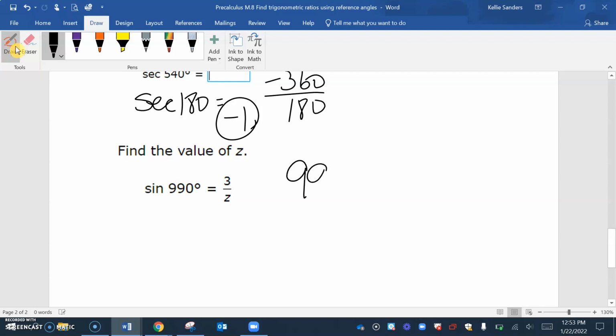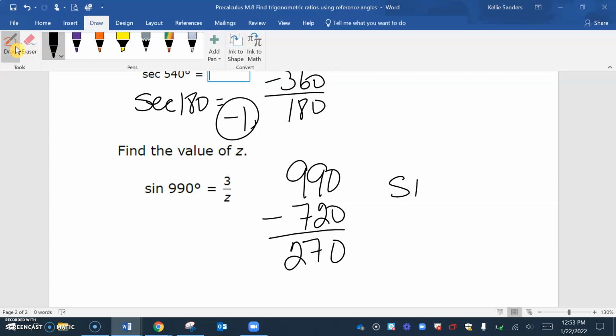990, well, I am going to take away 720 because that would be 2 circles. And we get 270. Sine 270 equals 3 over z. And sine 270 is negative 1. And then we get 3 over z.